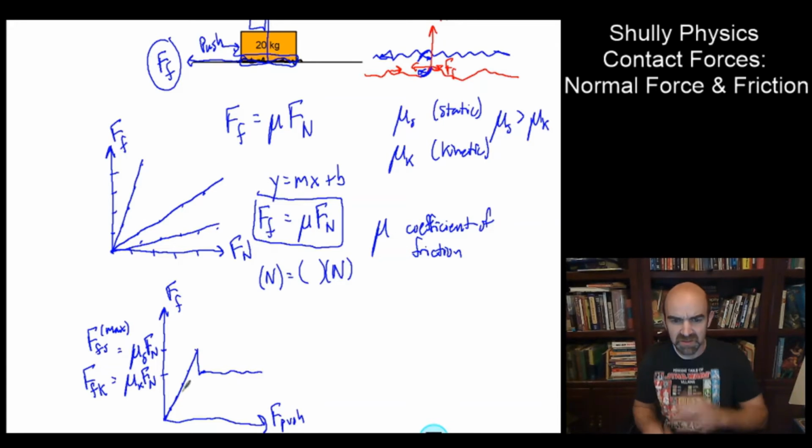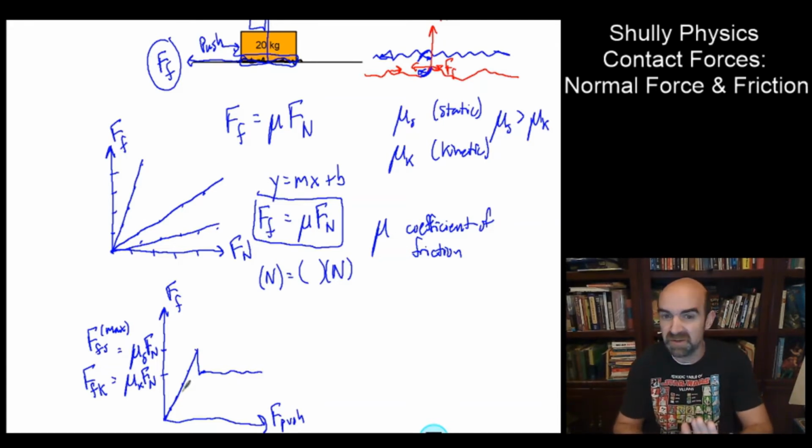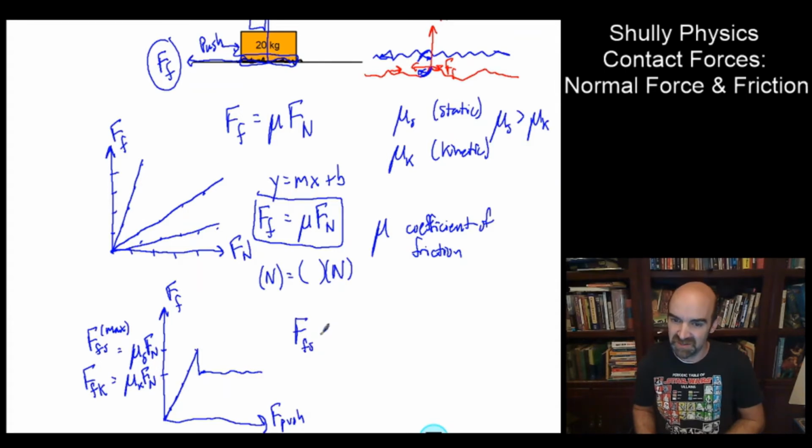So as you can see, as you push the dresser harder and harder, and it doesn't move, eventually you get to that point where it just starts to move under your pressure. So that means static friction is actually less than or equal to the coefficient of static friction times the normal force.